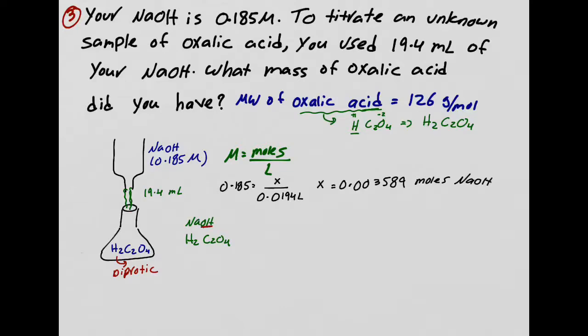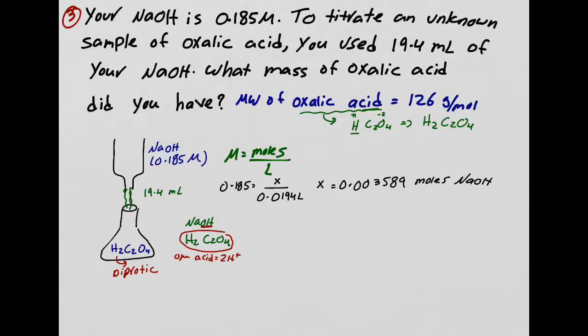NaOH has one OH, right? One oxalic acid has 2 H+. So one NaOH has one OH, but one oxalic acid has 2 H+. One acid has 2 H+. So for one acid, how many NaOH do I need? I can hear you, 2, right? Because one acid has 2 H+. So for one acid, I would need 2 NaOH.